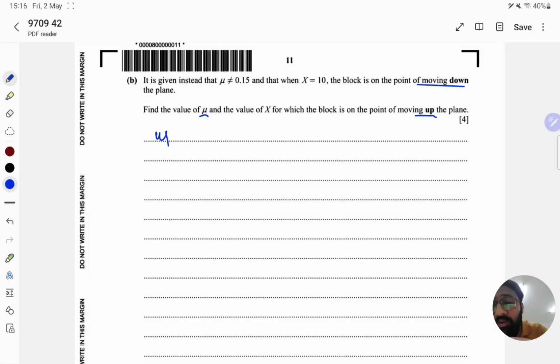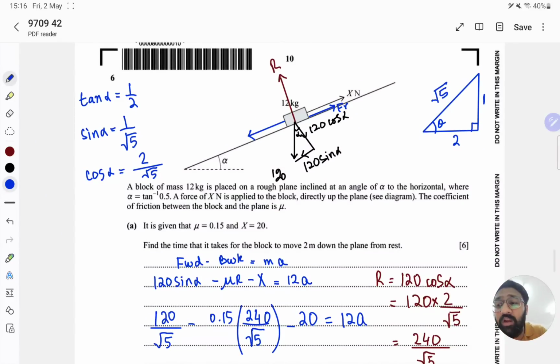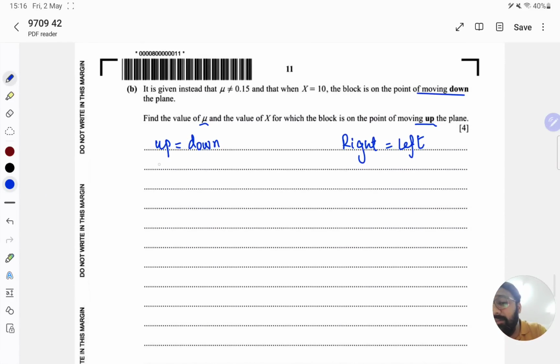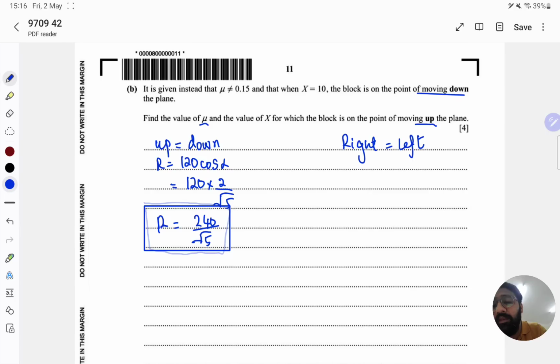Let's do them both. So up will be equal to down, and right will be equal to left. So r is not going to change, r will be the same, and the value of r will be 120 cos alpha. Cos alpha was square root of 2 by square root of 5, so which was 240 divided by square root of 5. This is the value of r. We are doing the case move down.